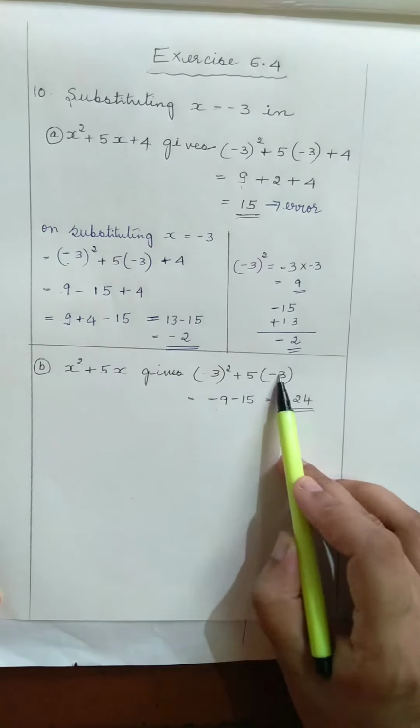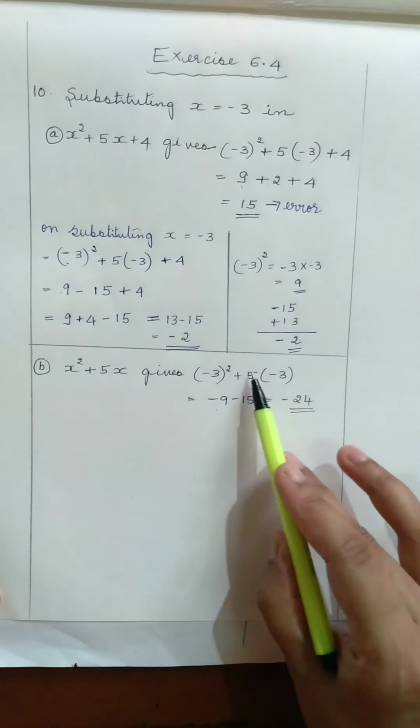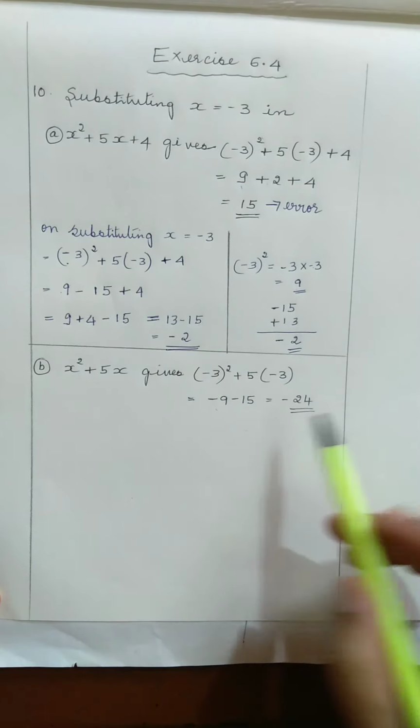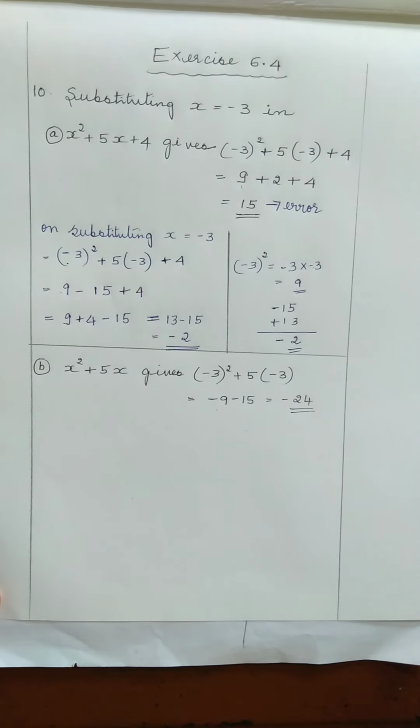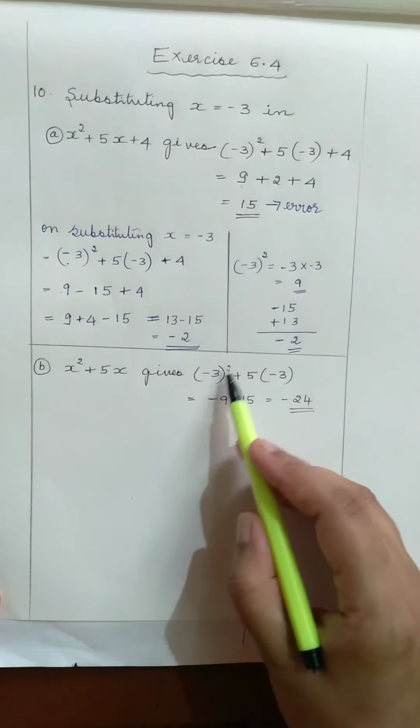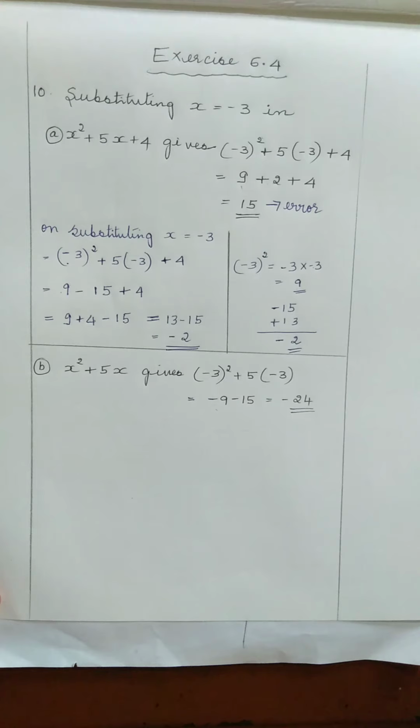Then plus into minus, yes, minus is correct. 5 3s are 15. They have got the answer as minus 24. But 3 square, minus 3 whole square is 9. It is not minus 9. Therefore again this is having the error. Therefore we have to substitute minus 3 in the equation and get the correct answer.